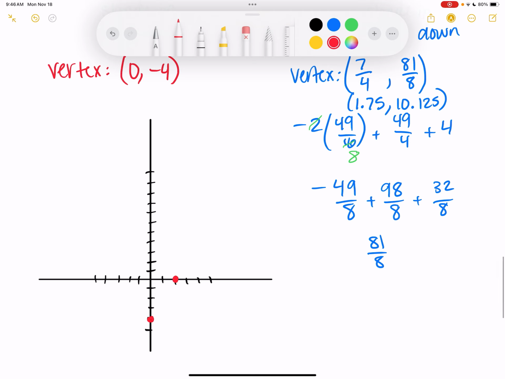So here, 2 away on this side goes 2 away on this side also. It is solid. We shade inside.